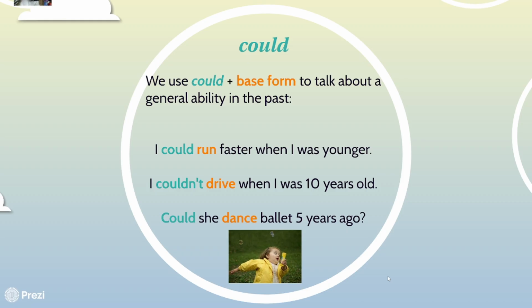For example, we use could plus the base form to talk about a general ability in the past. For example, I could run faster when I was younger. I couldn't drive when I was 10 years old. Could she dance ballet 5 years ago?